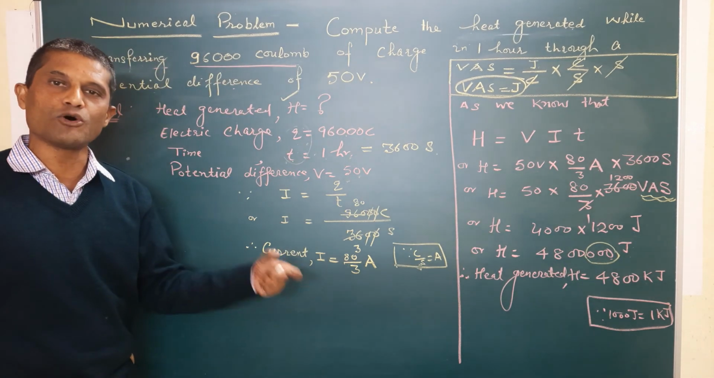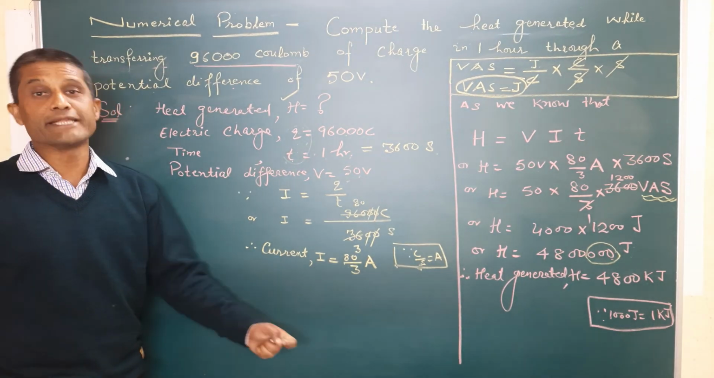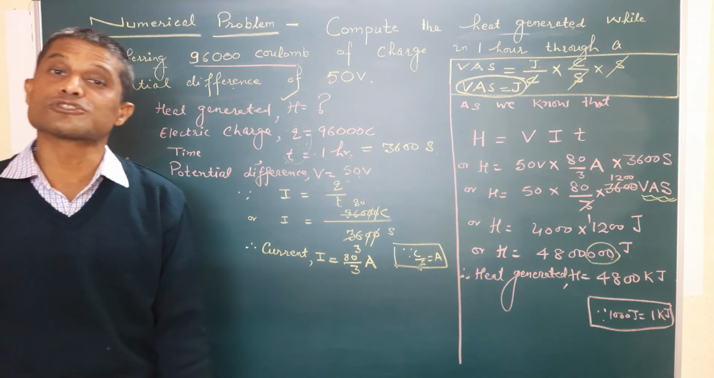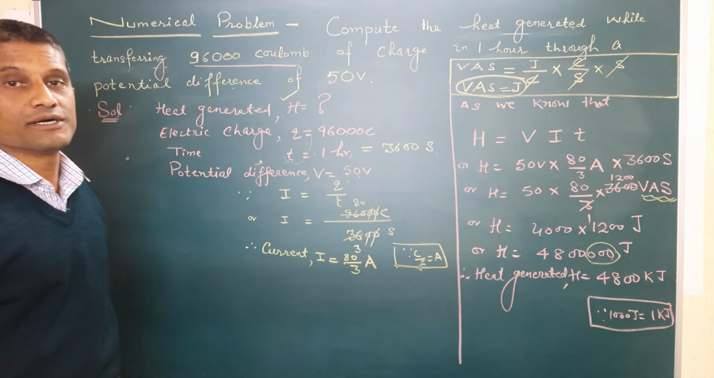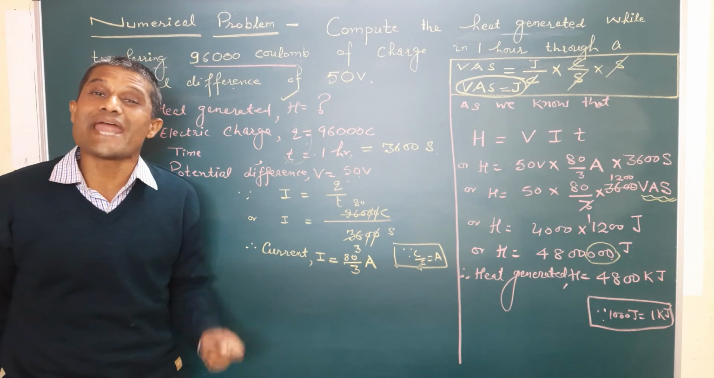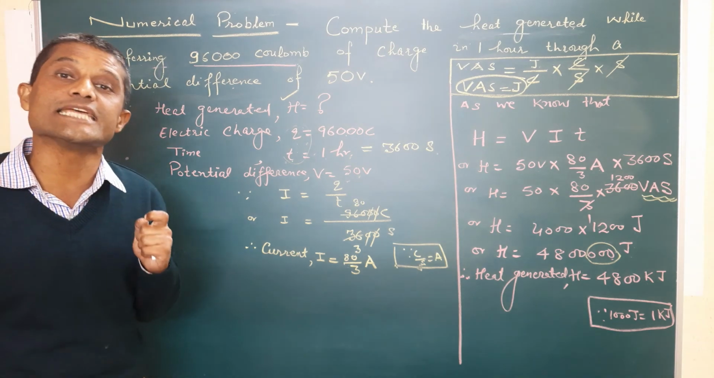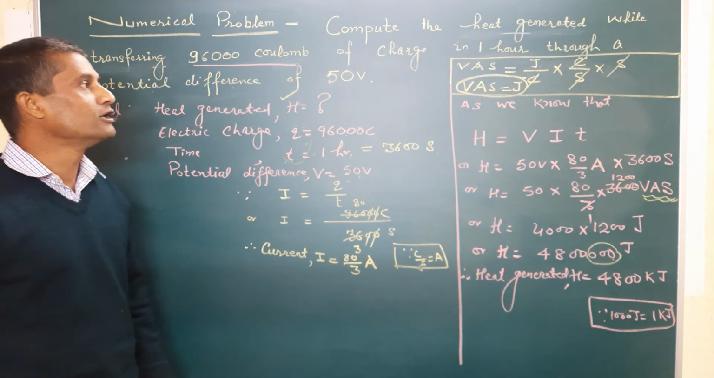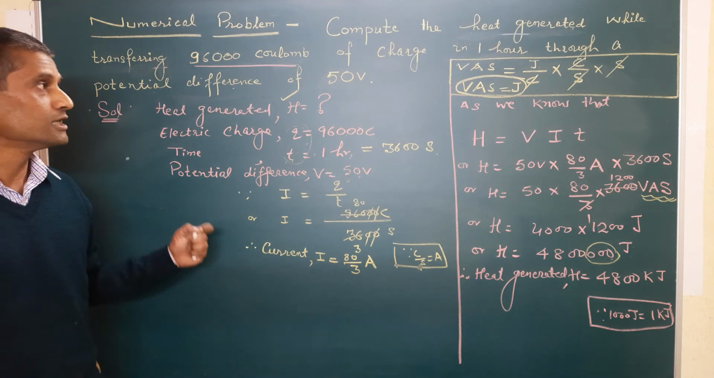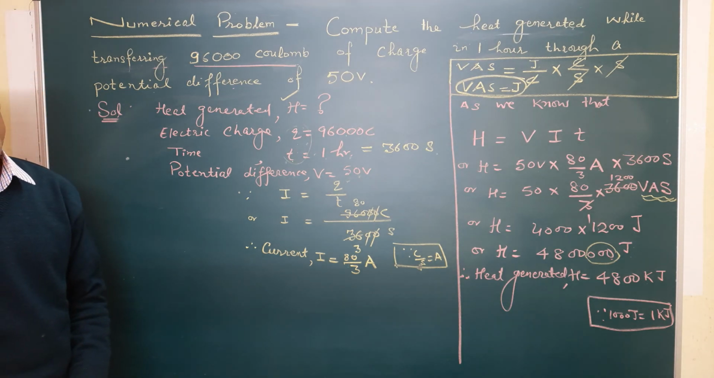So that's the amount of heat generated when the charge of 96,000 coulomb is transferred in 1 hour time under the action of potential difference of 50 volt. So that's it here as far as this numerical problem is concerned.